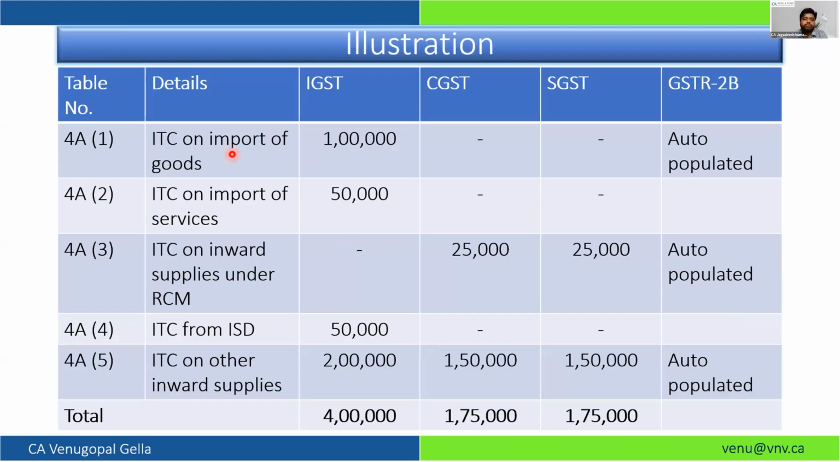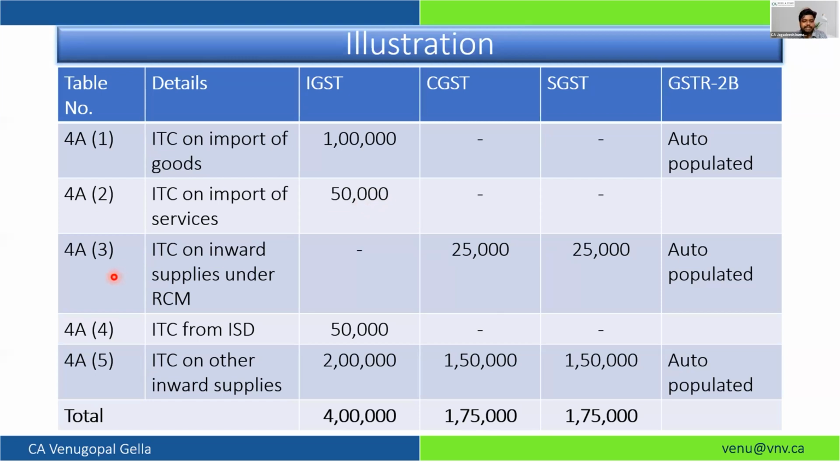So I will take another example, a full example. 4A1, import of goods. This will be auto-populated directly from the ICEGATE. Now it is auto-populated from the GST portal. From the ICEGATE portal, it is transmitting to the GST portal, and from the GST portal, it is pushing to the GSTR-3B. 4A2. As I said earlier, GSTR-3B is not intelligent enough to identify import of service and compute the liability. As of now, this figure we need to put in manually.